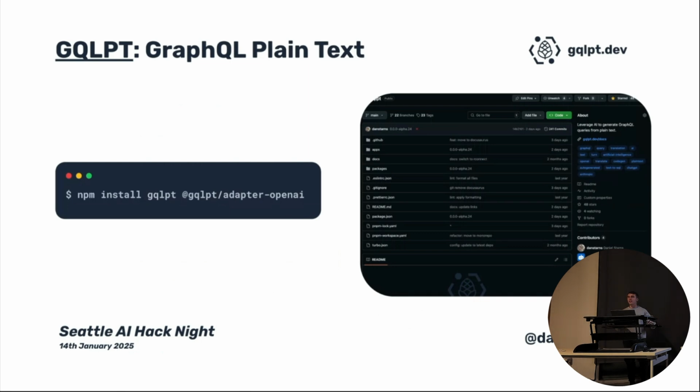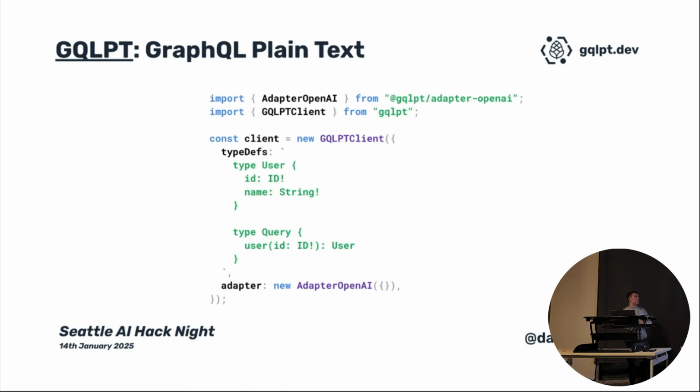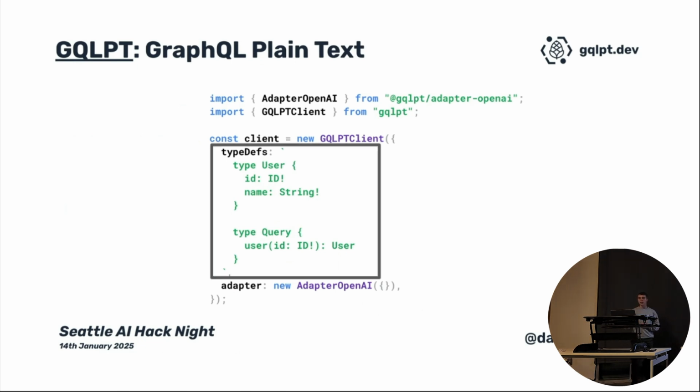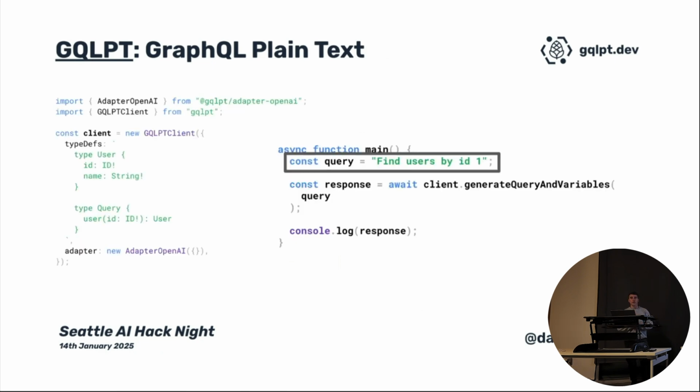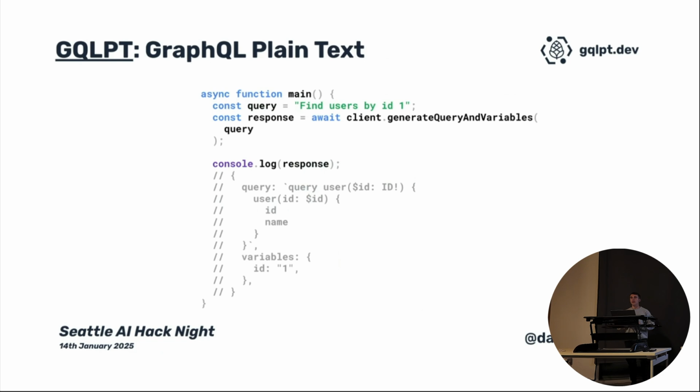So, GraphQL Plain Text. Who's working with GraphQL here? Okay, just two of you. Well, GraphQL is basically an API that has a schema against it. And what we can do with the tool that we've built called GraphQL Plain Text is you can pass in the schema of your API into this client. And then you have this interface where you can issue plain text queries, and then it will resolve that plain text query into a relevant GraphQL query.